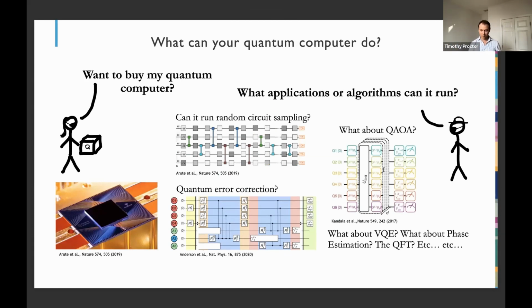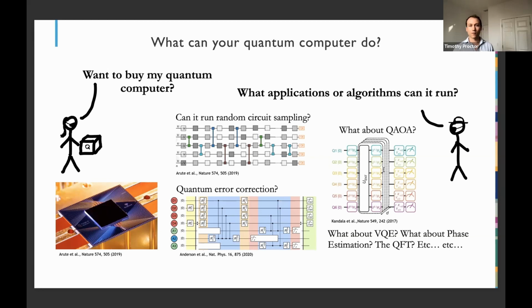So all of this work is motivated by a pretty high-level question, which is that people really need to know what a quantum computer can do. So someone might be trying to sell you their quantum computer, sell time on their quantum computer, or just persuade you to collaborate with them and run some experiments on their hardware. And before you do that, you want to be able to answer questions like what applications or algorithms can this quantum computer actually run? There's lots of things you might want to do.